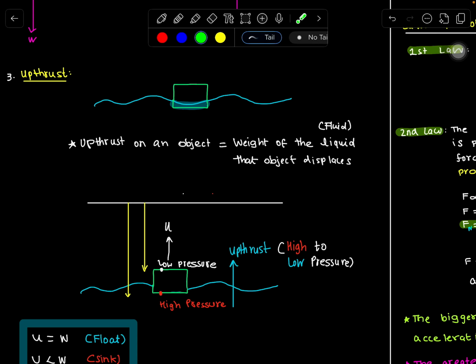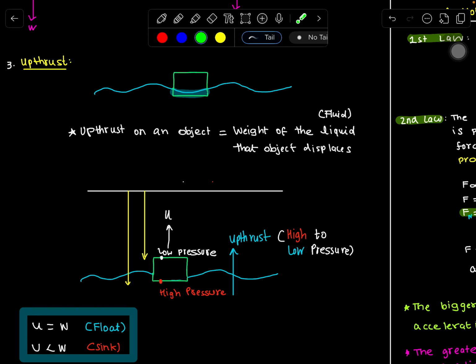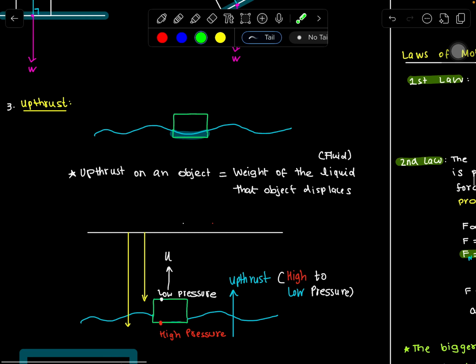Next, upthrust. You might have noticed that when you throw something in the pool or any water body, it floats. Not everything floats, but a few things float, right? We're going to discuss why some things float and some sink soon as well. But for now, look at this example. Basically, water is applying an upthrust force on the object, okay? It's a force exerted by fluids or liquids when you submerge objects in them, okay? So if you submerge any object in a liquid, the liquid's going to exert an upward force on it, okay?